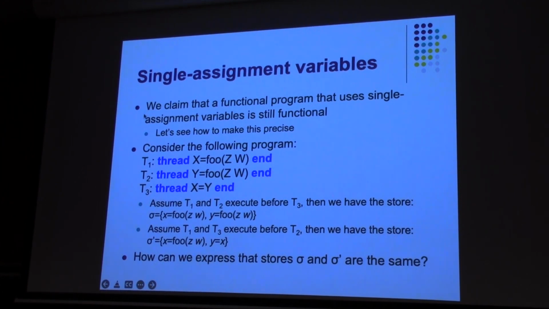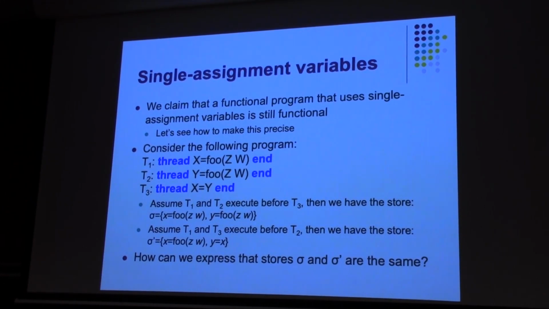Okay, I claim that functional programming with single assignment variables is still functional, but instead of the results being equal, the stores are not equal, but they're equivalent. So let's see how to make it precise.